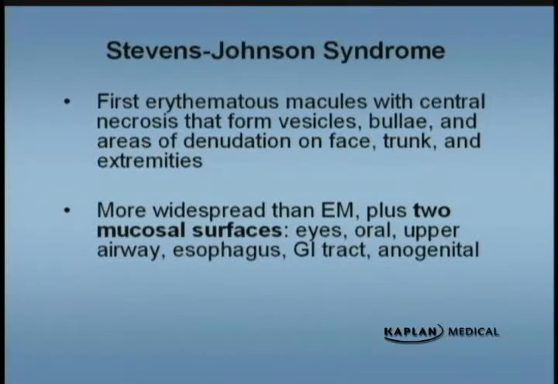Stevens-Johnson syndrome involves deeper layers in the oral mucosa. So look for these macules with a central area of necrosis. They can form vesicles and these large bullous lesions, and then the skin basically peels off. They will affect the mucous membranes. And so it is a more widespread disease and a deeper disease than erythema multiforme.